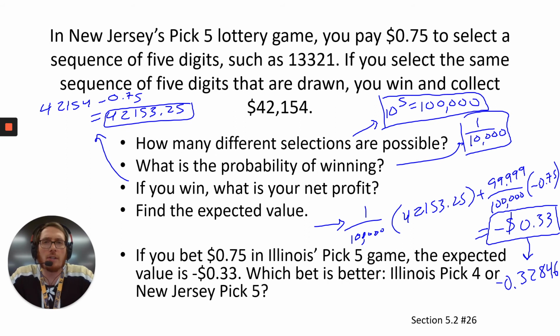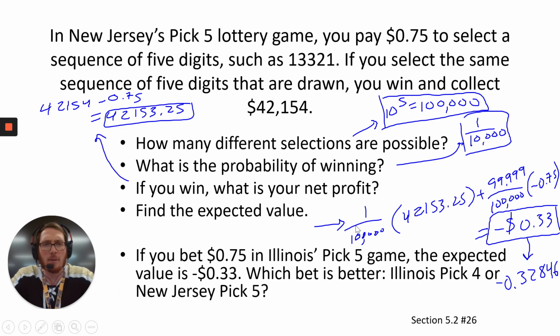Some other homework questions that you'll see deal with expected values. So this is a pick 5 lottery game. There's 10 to the 5th power number of selections, because it's 10 times itself 5 times, because the numbers can repeat themselves. The probability that you win would be 1 out of 10,000. Now all of that is just based on the fact that it's a pick 5 game. If you win, what's your profit? Well, if you collect this 42,000 number, you have to subtract the 75 cents that you spent. So this 42,000 number minus 75 cents, $42,153.25 would be your net profit.